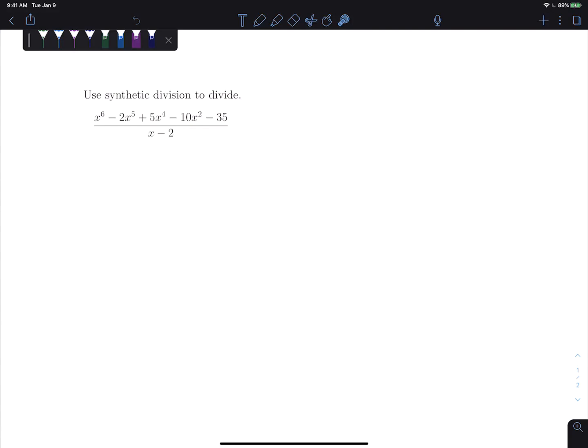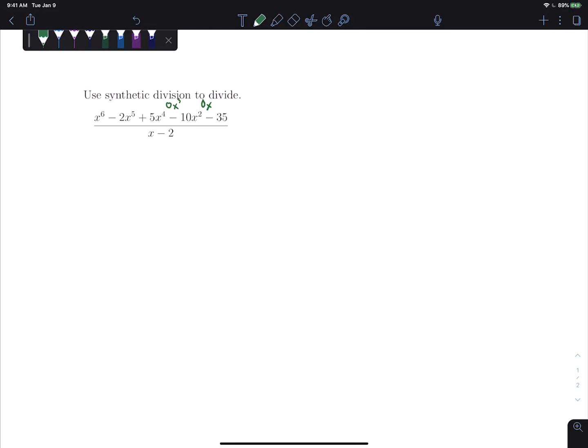Notice the degrees of the numerator. We have degree 6, which means we need to account for every degree below 6. We have 6, we have 5, we have 4. We're missing degree 3, but that means that there is effectively a 0x cubed there. We have 2, we're missing degree 1, so there is a 0x there, and there is the constant term.